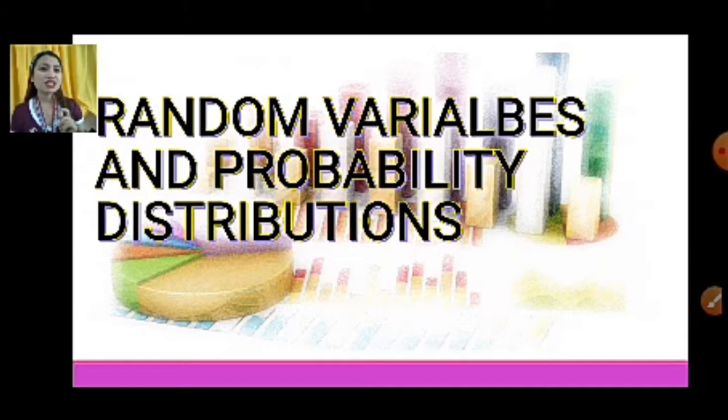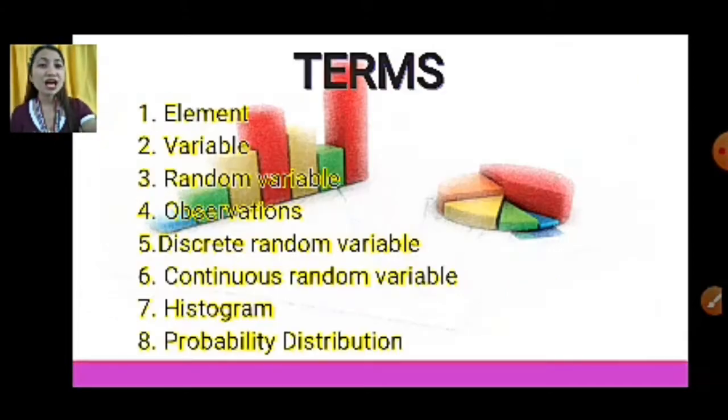So random variables and probability distributions. We have terms in this topic. Since we are in the beginning of our subject, let's learn about terms and definitions. First is the element, the second one is the variable, third is random variable, 4 is observation, number 5 discrete random variable, number 6 is continuous random variable, number 7 is histogram, number 8 is the probability distribution.